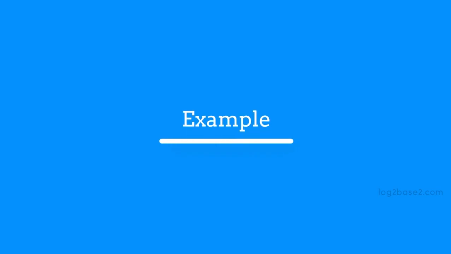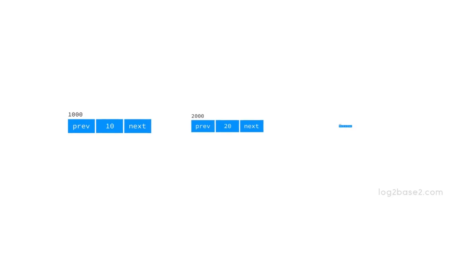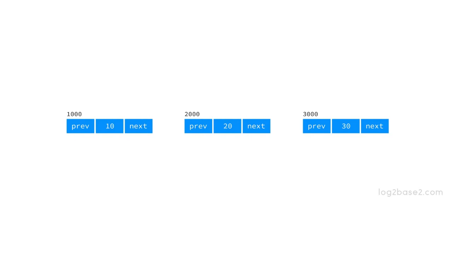Here is an example of a doubly linked list. We have 3 nodes here with data part and 2 links at addresses 1000, 2000 and 3000. And the elements here are 10, 20 and 30. And since this is a doubly linked list, we have links in forward as well as backward directions. And firstly, the prev part of the first node and the next part of the last node should point to null.